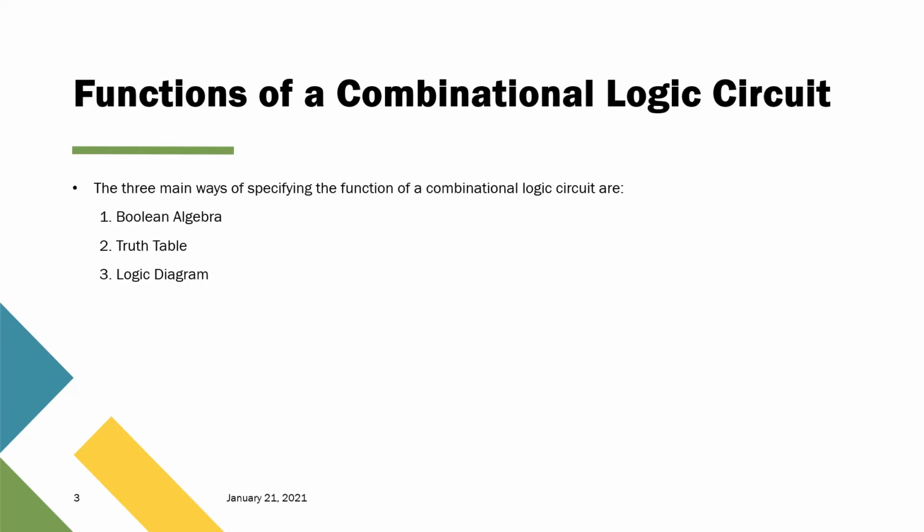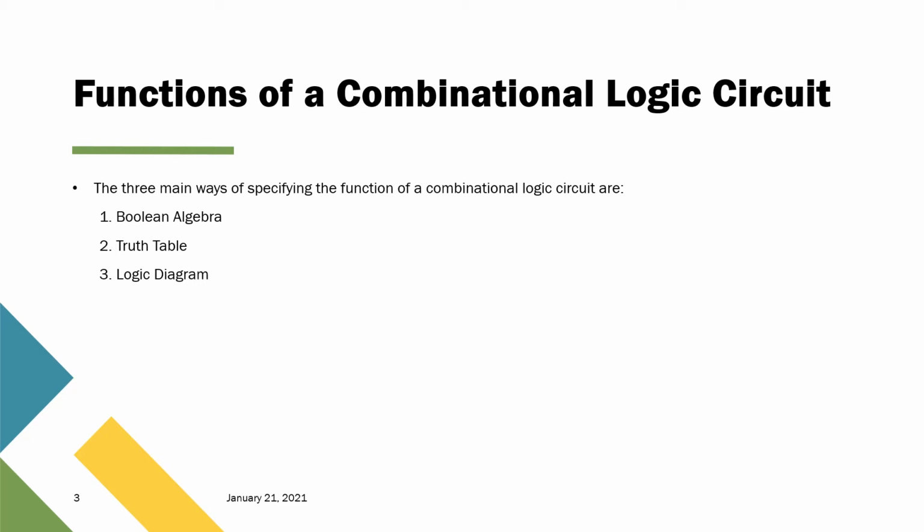The functions of a combinational logic circuit are specified in three ways. One, Boolean algebra. This forms the algebraic expression showing the operation of the logic circuit for each input variable, either true or false. Number two, truth table. A truth table defines the function of a logic gate by providing a concise list that shows all the output states in tabular form for each possible combination of input variable that the gate could encounter.